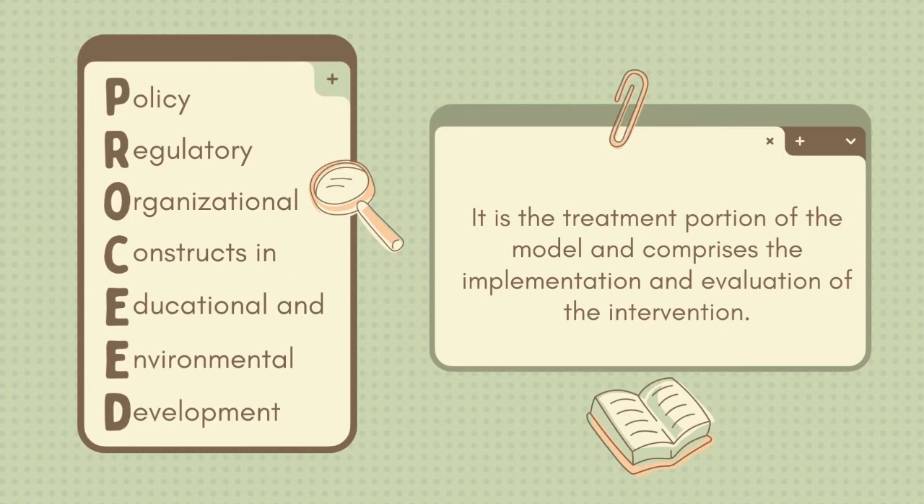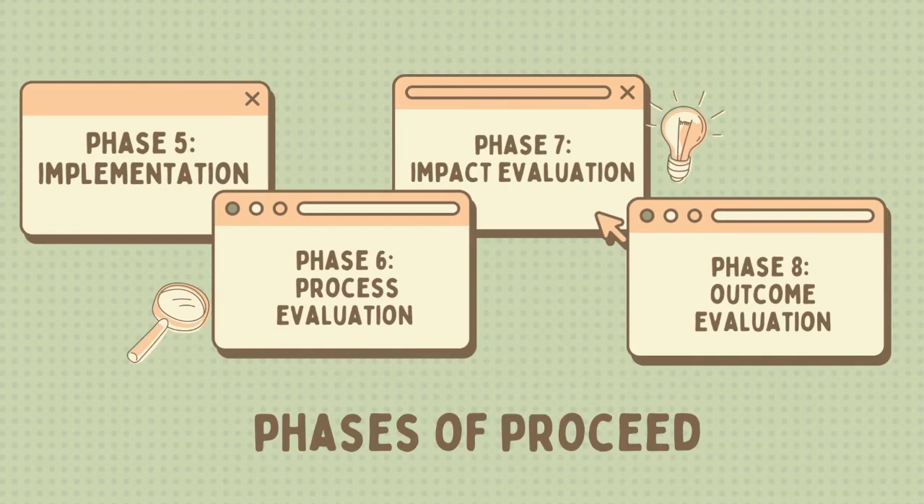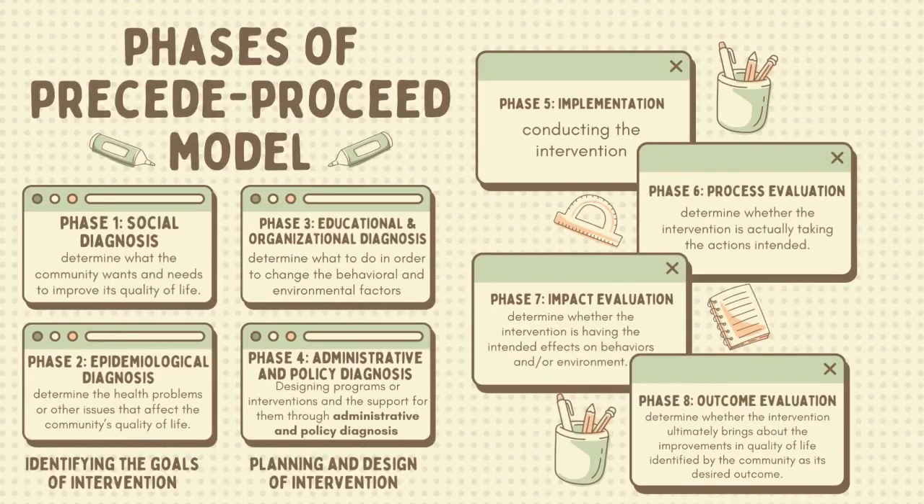Next is Proceed. Proceed stands for policy, regulatory, organizational, constructs in educational and environmental development. So it is the treatment portion of the model and comprises the implementation and evaluation of the intervention. We have 4 phases din po under the Proceed. And each din po is para-tackle sa next slides. So these are the phases of Proceed model.